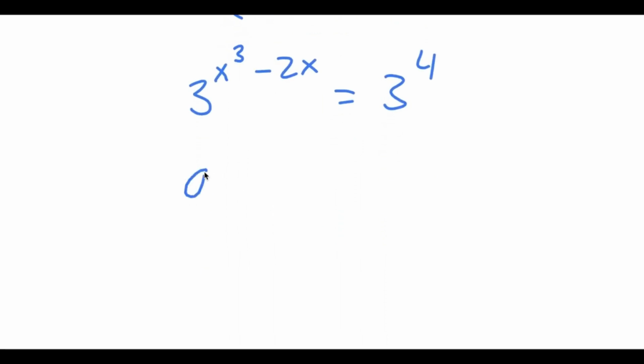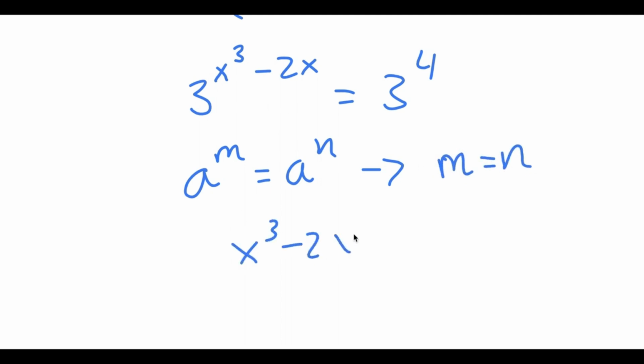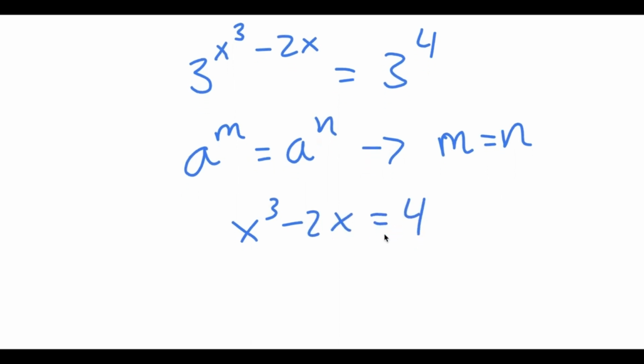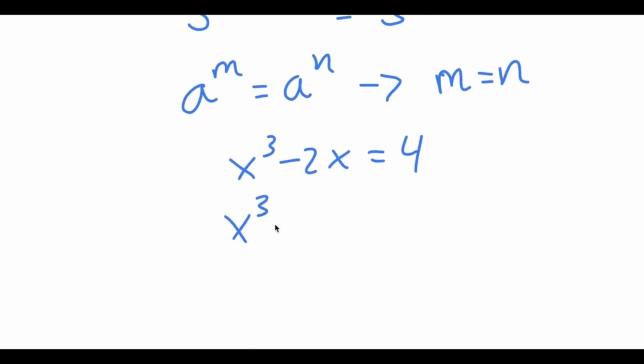And now, if I have something in the form a to the power of m is equal to a to the power of n, then this means that m is equal to n. So in this case, x to the power of 3 minus 2x is equal to 4, meaning x to the power of 3 minus 2x minus 4 is equal to 0.